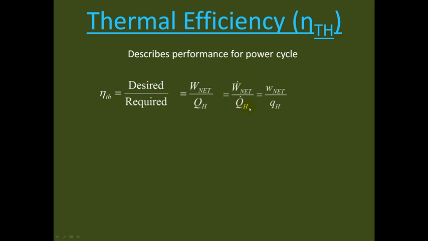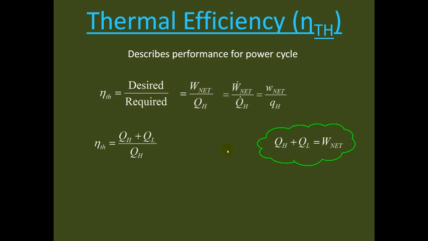Now, if you remember, for cycles our sum of heat transfers is going to equal our net work. Because of that, we can substitute this sum of heat transfers in for our net work, and we can rewrite our thermal efficiency just in terms of heat transfer rates. This can also be written as 1 plus the heat transfer associated with the low reservoir divided by the heat transfer associated with the high reservoir.